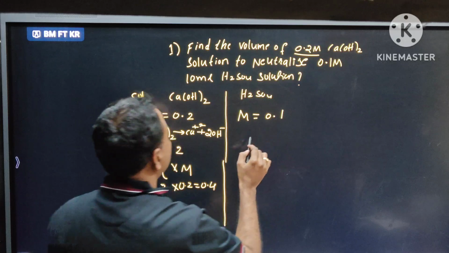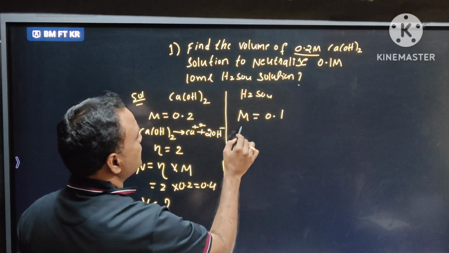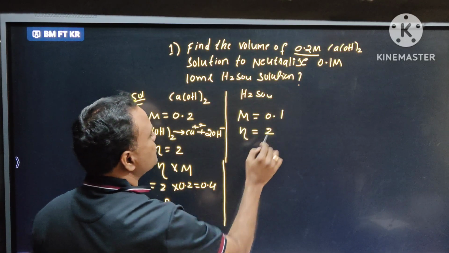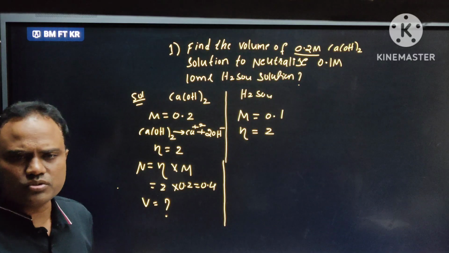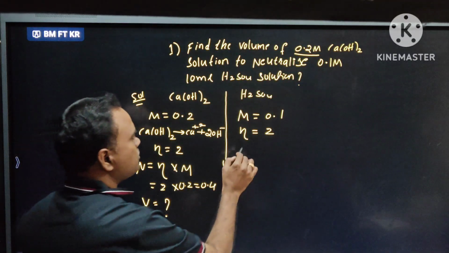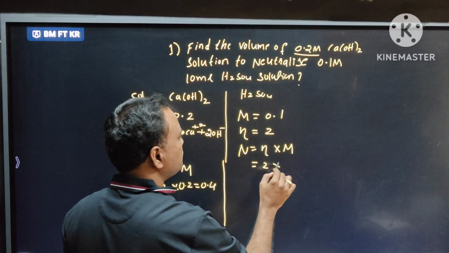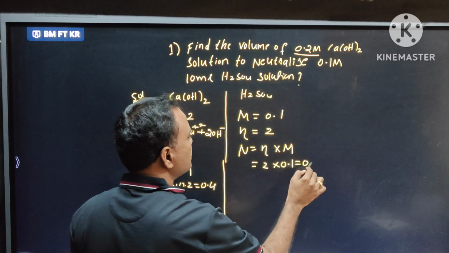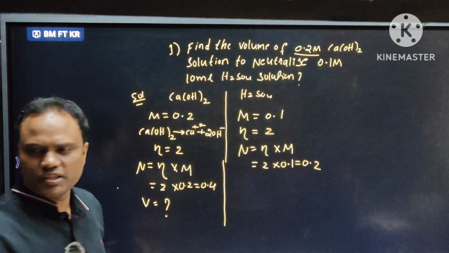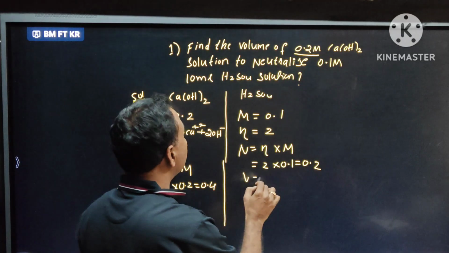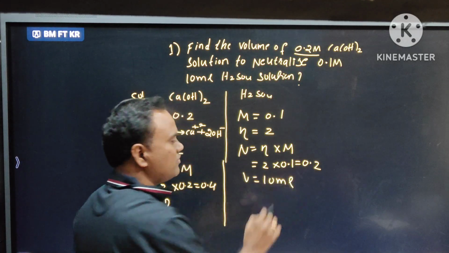Here molarity is 0.1. You know sulfuric acid, directly I am writing, N factor for sulfuric acid is 2. Why? Because it gives 2 H plus ions. So normality is equal to N factor into molarity, 2 into 0.1, that is equal to 0.2. And volume is already given to us here. What is the volume? Volume 10 ml.